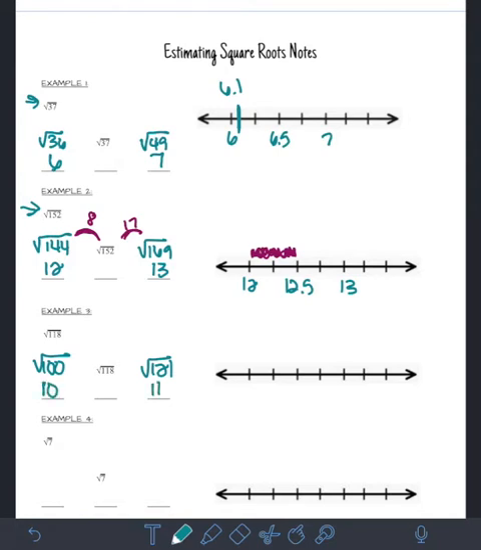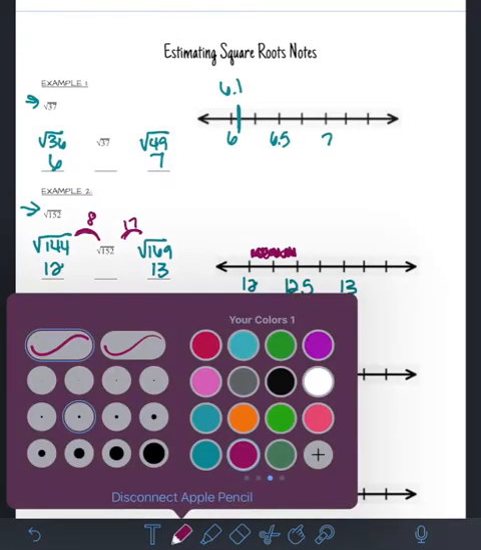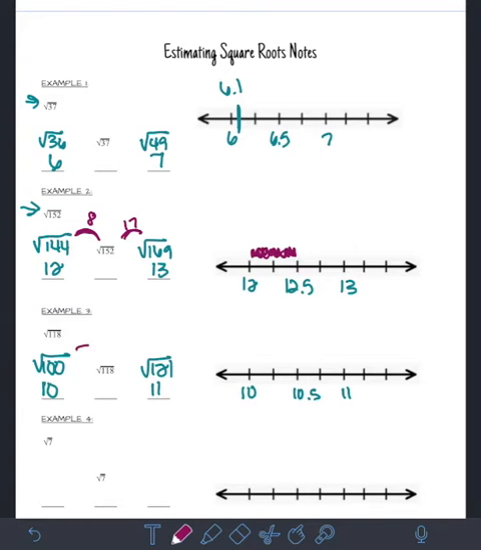I want you to guess on this one. Where do you think it is going to fall? Do you think it's going to fall close to 10, or close to 11? Is it going to fall before 10 and a half or after 10 and a half would be the way to think about it. If we think about distance here, this one is 18 away. This one is 3 away. So if you guessed that it would fall somewhere between 10 and a half and 11, you are correct.